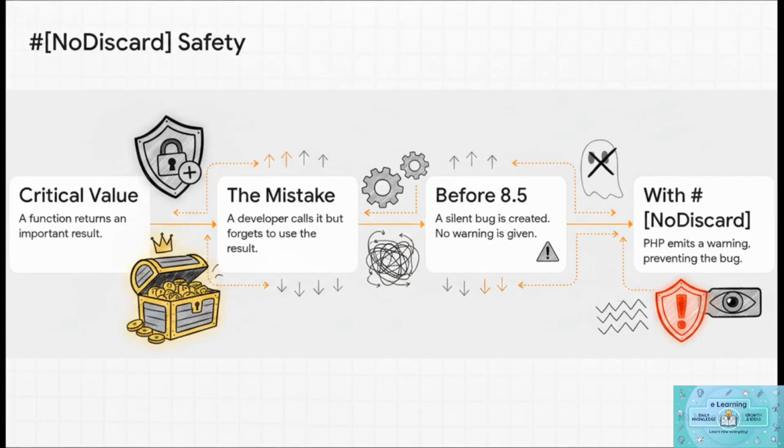And here's the solution, and it's brilliant. You can now add this hashtag NoDiscard attribute to your function. It's basically you telling PHP, hey, the thing this function returns, it's really, really important. Don't let anyone ignore it. So now if a developer calls that function and forgets to use the value, PHP will actually throw a warning. It's like having a built-in safety net.